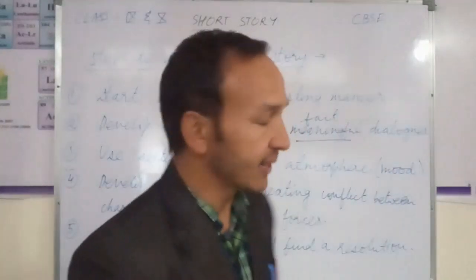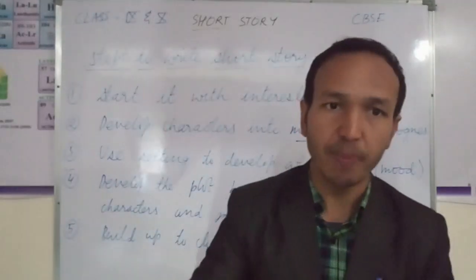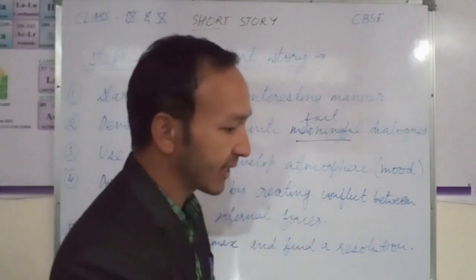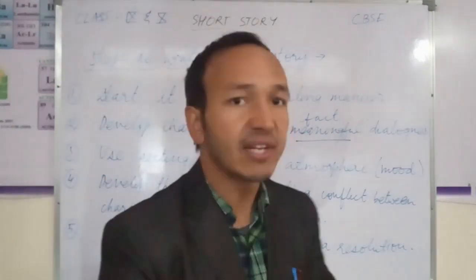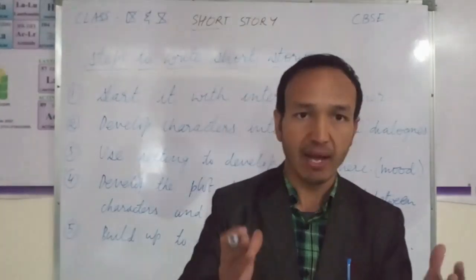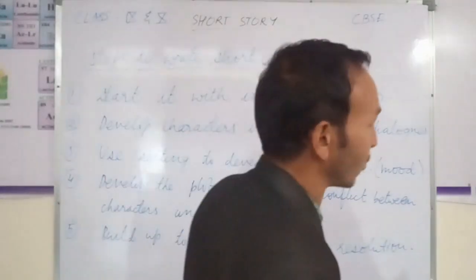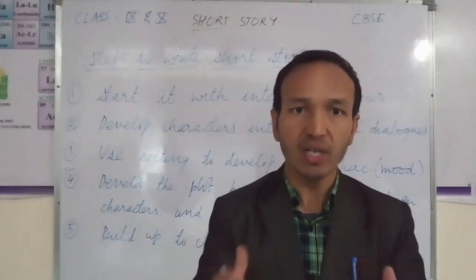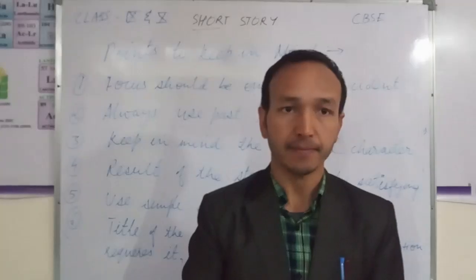So next is build up to climax and find a resolution. At the end of the story, you have to build up, maybe in one paragraph, second paragraph, more paragraphs, but not more than 200 or 250 words. Build up to a climax by following action and find a resolution. If you don't give a resolution to your story, it will make no sense. Your beginning is as important as your ending. So you have to build up a climax and find a resolution, and you have to keep in mind that your story should always give a moral sense, the moral value of a story.